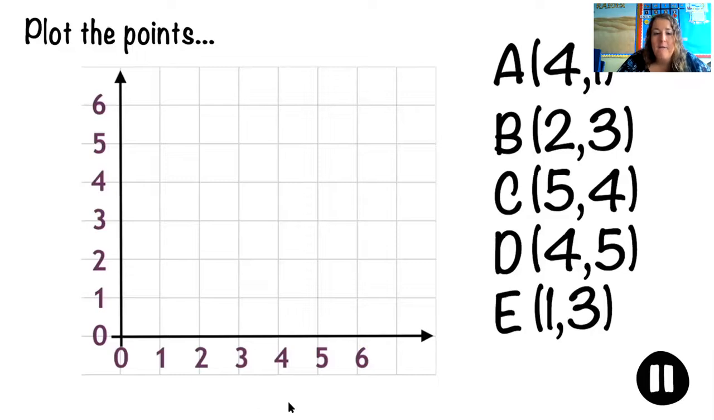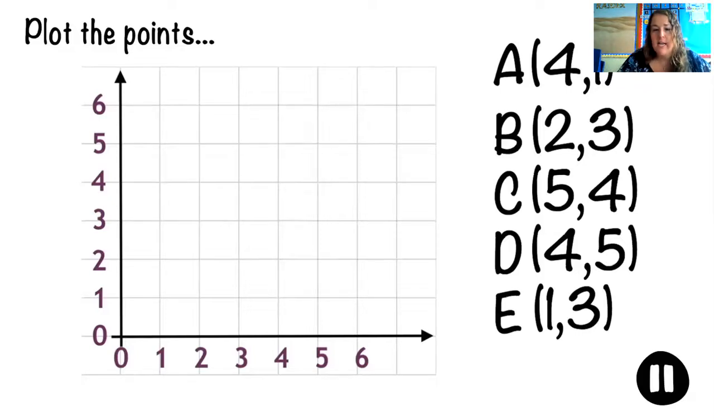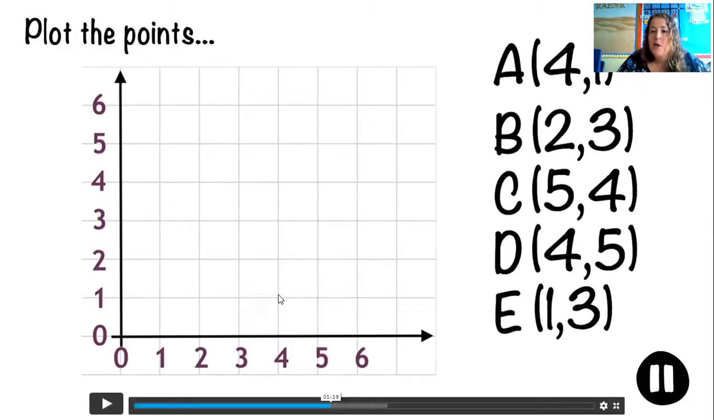Okay, so A, 4-1. You should have gone along the corridor on 4, up 1, and where my mouse is now should be where you've drawn your first X, just here. 2-3, we go along the bottom 2, then up 3. This is where you should have your second cross for B. C, 5 along the bottom, 4 up. This is where your point should be for C. D, 4 along the bottom, 5 up is where it should be for D. And finally, 1 along the bottom and 3 up for E.